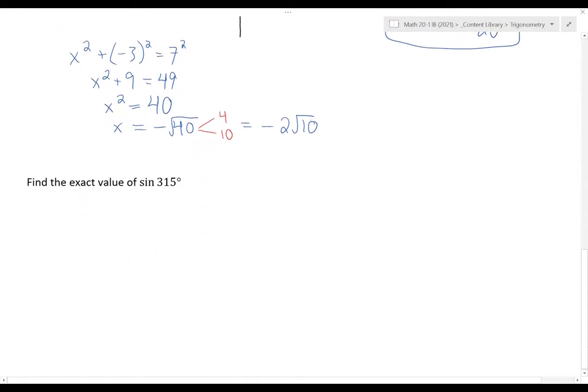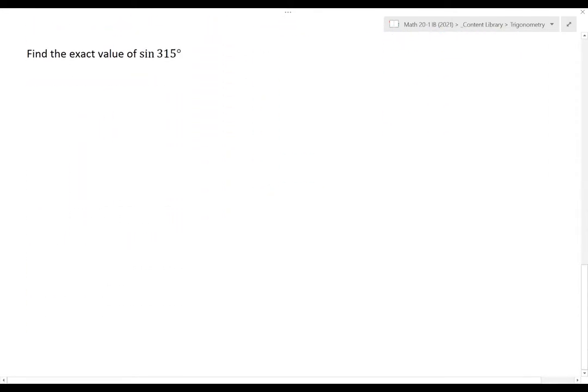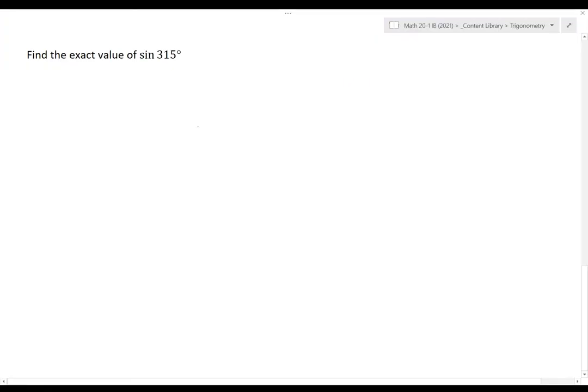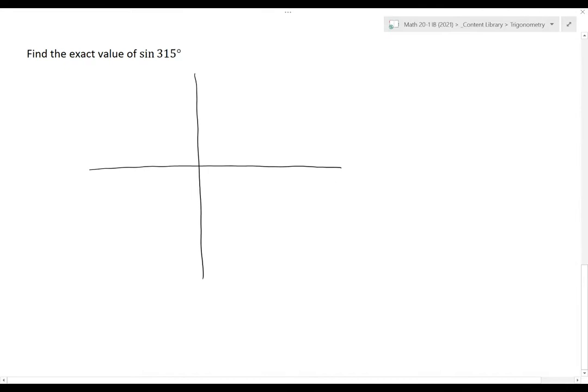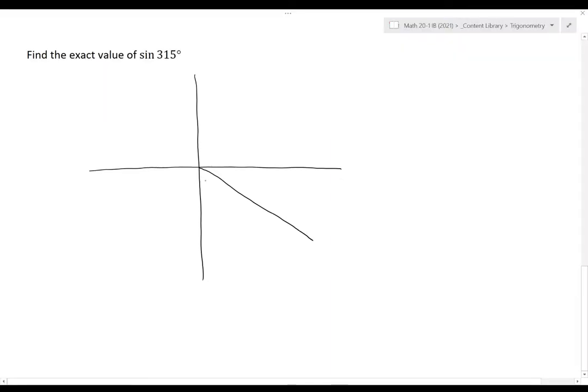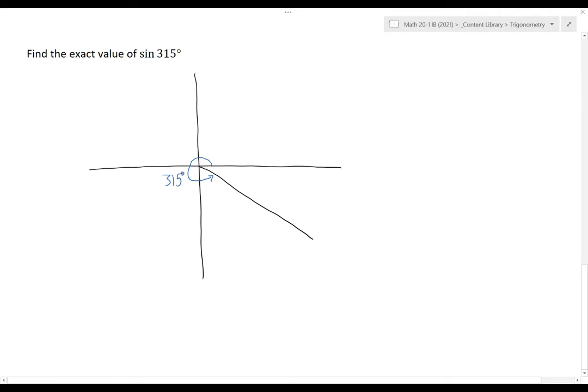And finally, the other thing that we can use angles in standard position for is to find the exact values of certain special angles using the special triangles that we learned about last semester. So I have an angle of 315 degrees here, and I want to know its sine. The first thing I'm going to do is sketch it. 315 degrees is going to end up in the fourth quadrant. So theta, in this case, 315 degrees, is that kind of rotation.